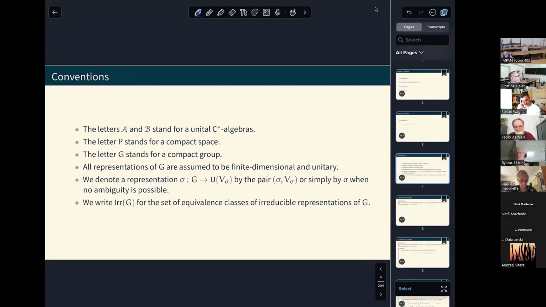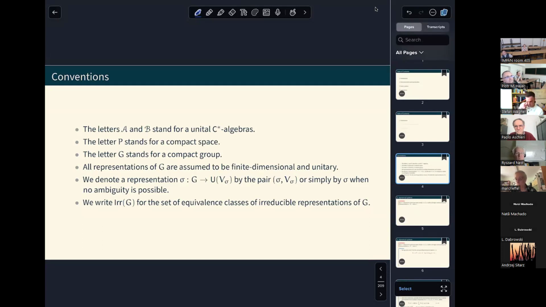So I start with some conventions. Whenever you see the letters A and B, those will be unital C-star algebras. For convenience, I will only look at compact spaces and compact groups. So P will always be a compact space. And when you say compact, you really mean compact Hausdorff, right? Yeah, sure. Compact Hausdorff, yes, this is what I mean. Again, G will be a compact group. I will tell you in a little while why I'm only focusing on compact groups. Some of the results also work more generally for compact quantum groups.